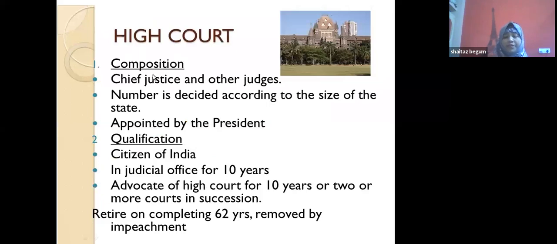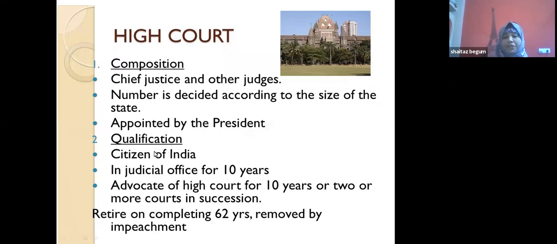What is the composition of High Court? It has Chief Justice and other judges. The number of judges is decided according to the size of the state. And they are also appointed by the president from time to time. And here the president also has the authority to appoint ad hoc judges, judges for temporary period, for a minimum of 2 years.